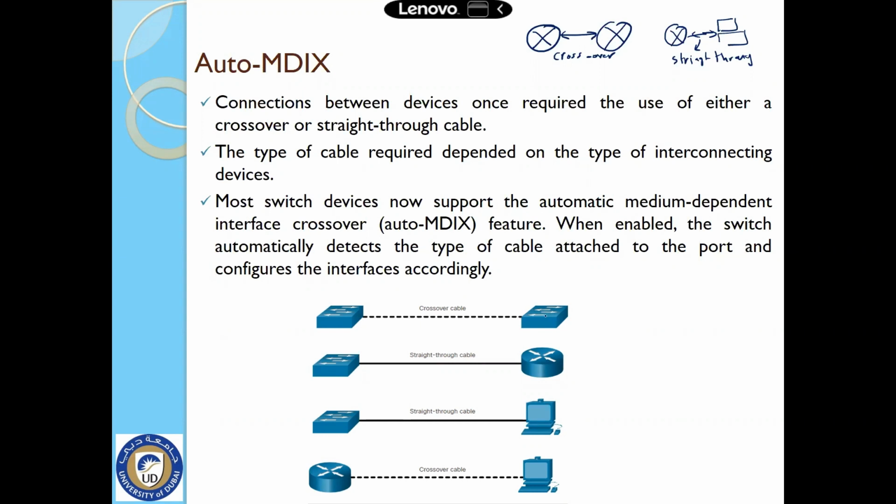Like in here, we have two switches, they are the same, so it's crossover. Router and a switch, straight through, they are different devices. Switch and a computer, straight through. Router and a PC is a crossover cable, which I think is incorrect. So this one is also straight through. But it doesn't matter with the auto MDIX, things will happen automatically, configuration will happen by itself.